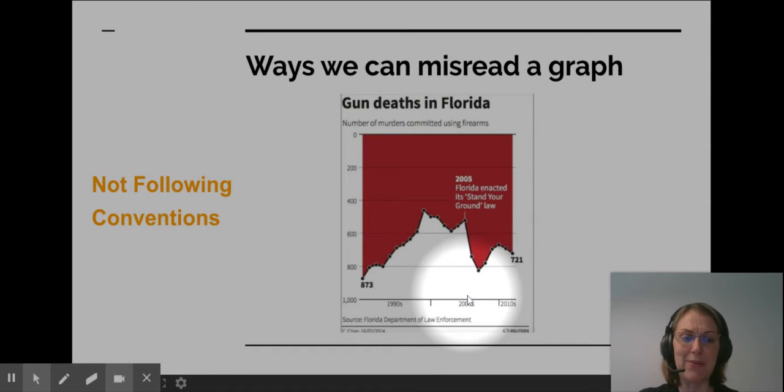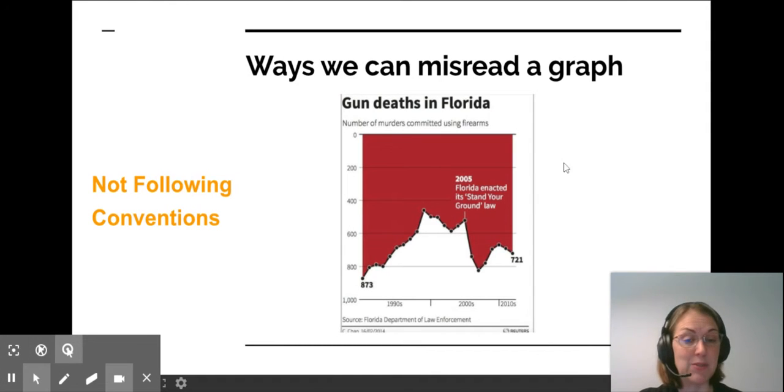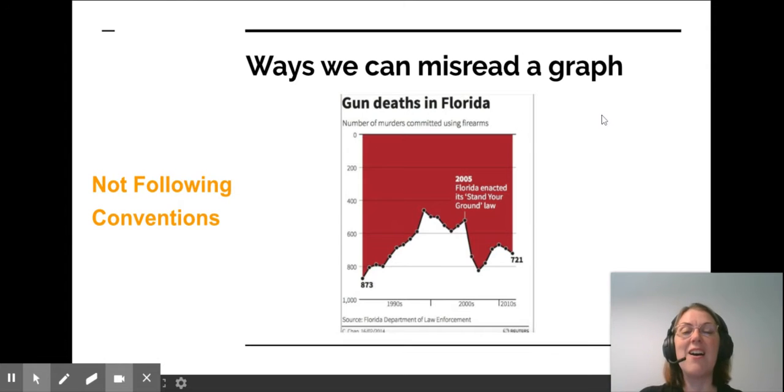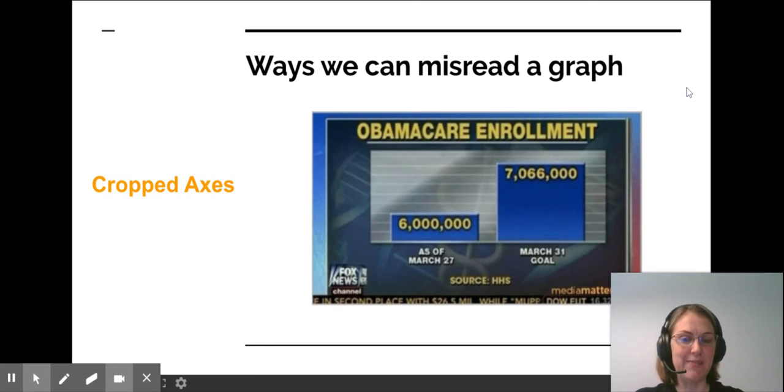So we have to be really careful that we use graphs that actually have naming conventions that are similar to what people are accustomed to with other graphs. Okay, let's take a look at the third way then, and that is cropped axes. Take a look at the graph I have here.